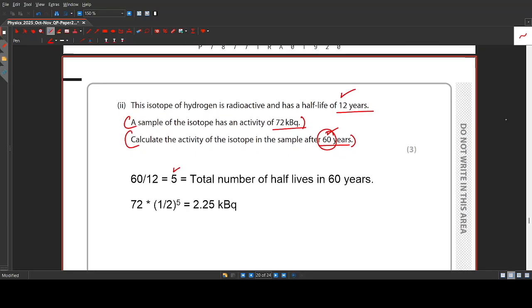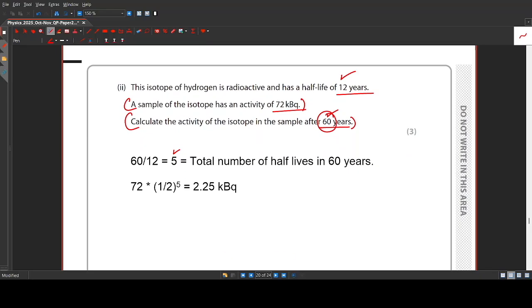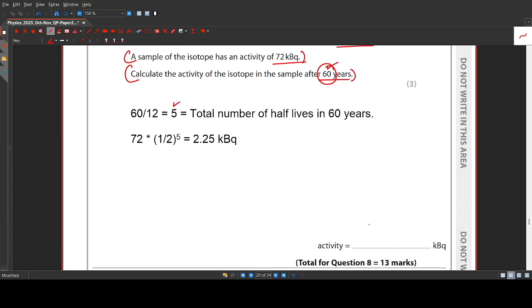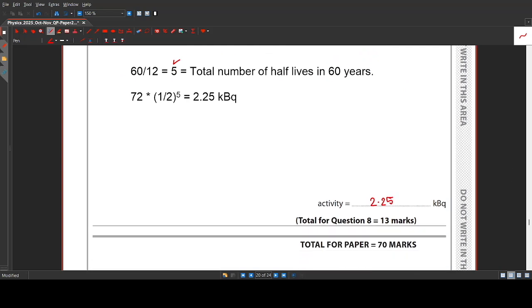You can also do the entire calculation manually. That means instead of just multiplying it with 0.5 to the power 5, you can just halve it 5 times and you still obtain 2.25. So yeah, that's basically the answer to this question, which is 2.25 kilobecquerels. And with that, we are basically done with the paper.